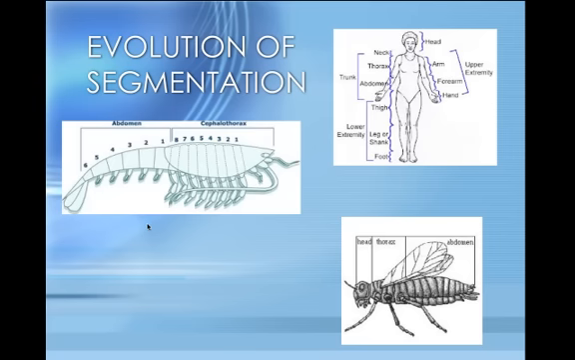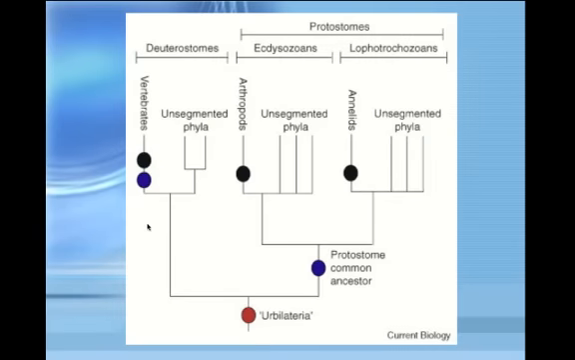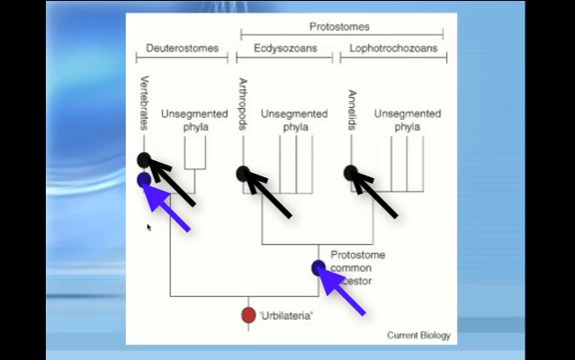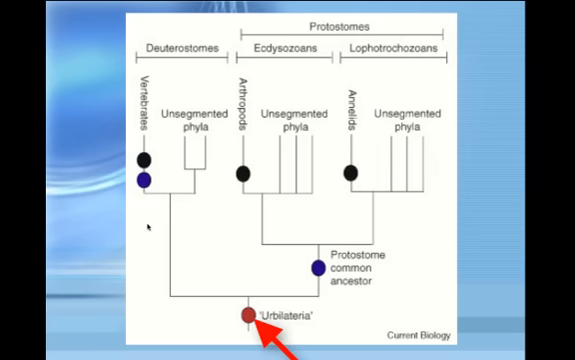There are 3 different hypotheses that account for the scattered distribution of segmentation in the animal phylogenetic tree. The first hypothesis is that segmentation had separate evolutionary origins. The second is that there were 2 separate origins of segmentation, one for protostomes and one for deuterostomes. And the third is that segmentation evolved once in an ancestor common to all three bilateral lineages.